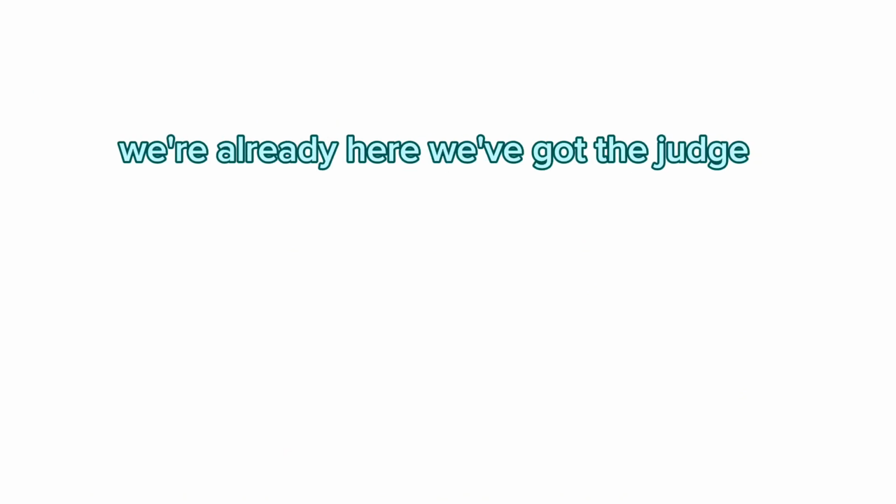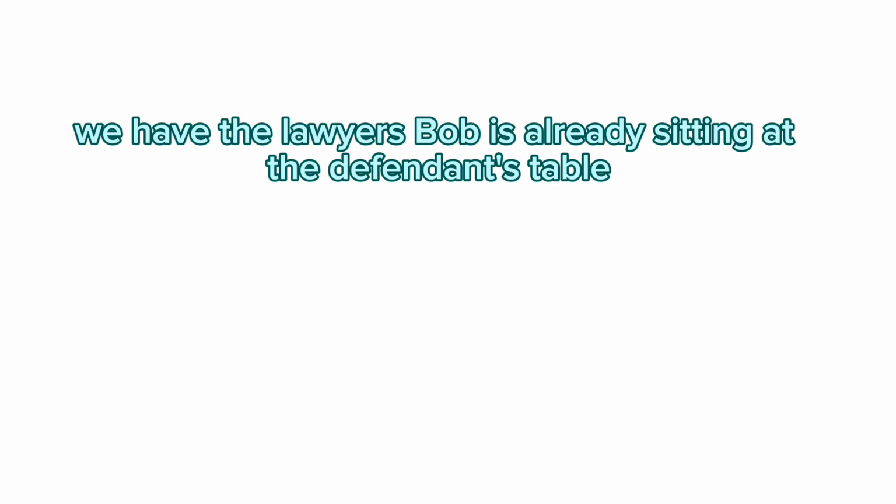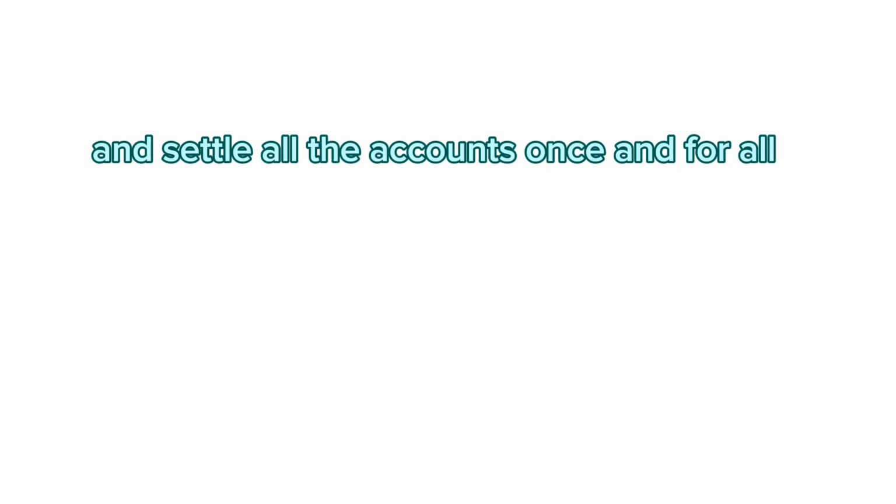Wow. The philosophy is basically, look, we're already here. We've got the judge. We have the lawyers. Bob is already sitting at the defendant's table. Let us air all the grievances between these two people and settle all the accounts once and for all. It feels incredibly efficient, but it also feels a little petty. Like, and another thing, you owe me for the lawnmower. It might feel petty, but from the court's perspective, it prevents a second trial 6 months from now. If you sued him for the tree and then next year decided to sue him for the lawnmower, the court would just roll its eyes and say, why didn't you handle this when you were here last time?